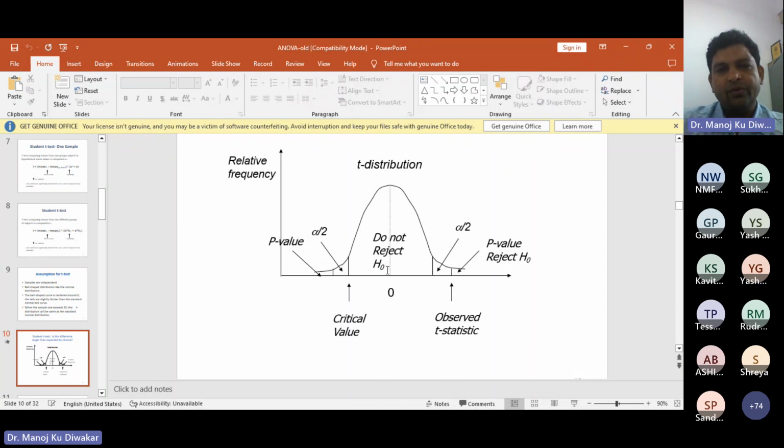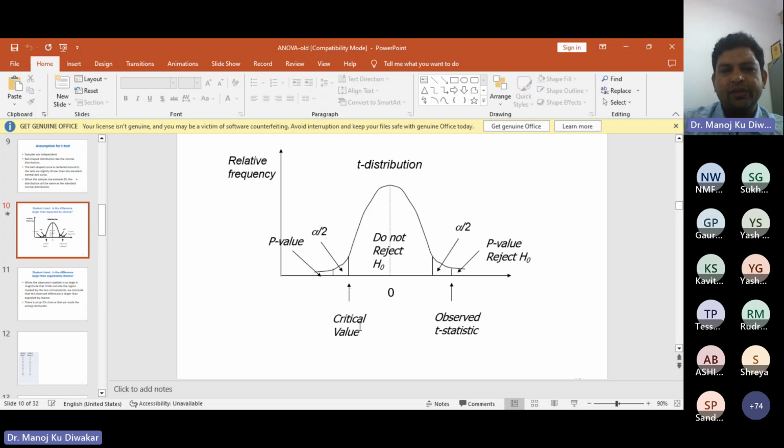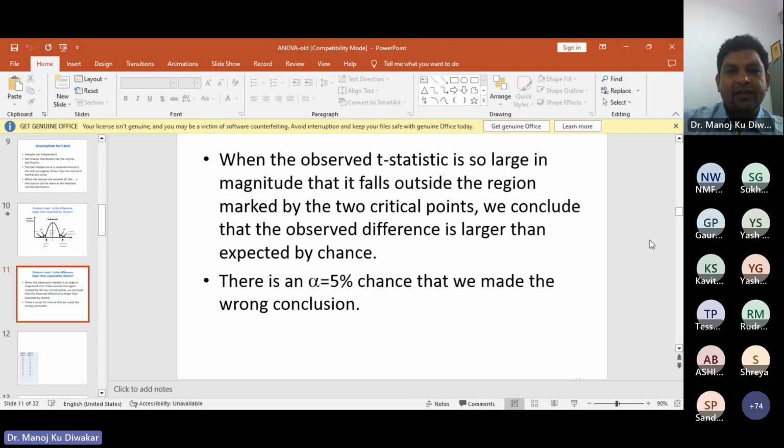I'm trying to explain it to you now. When the observed t statistic is so large in magnitude that it falls outside the region marked by the two critical points, these are the two critical points, we conclude that the observed difference is larger than expected by chance. Then there is a 5% chance that we made a wrong conclusion or wrong decision. So this is basically 5% level of significance.